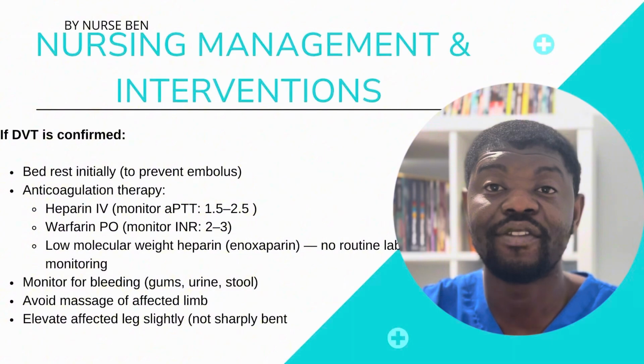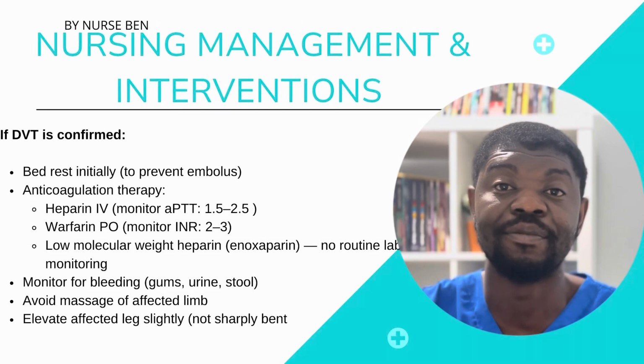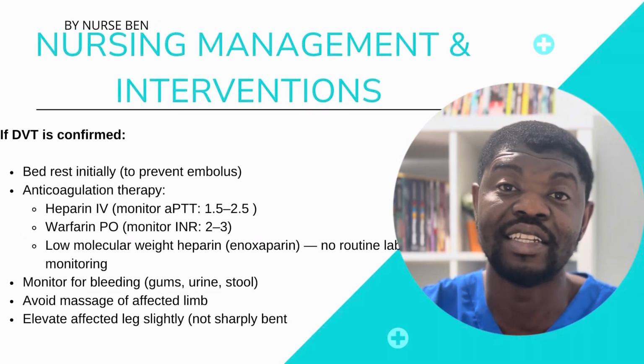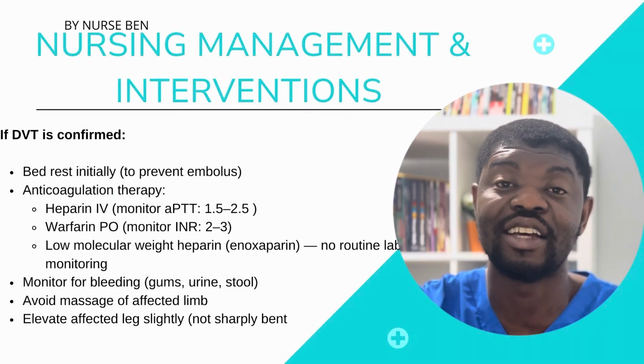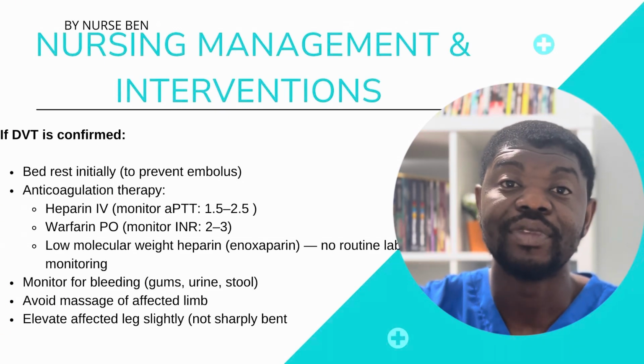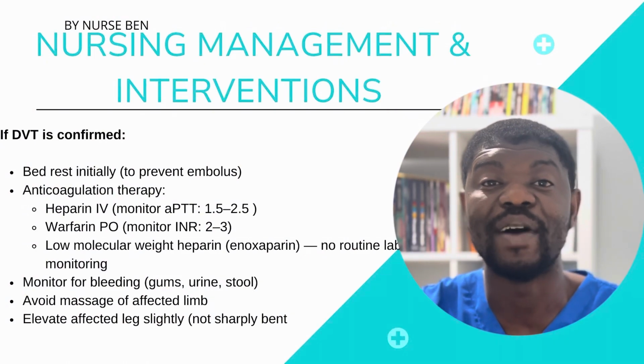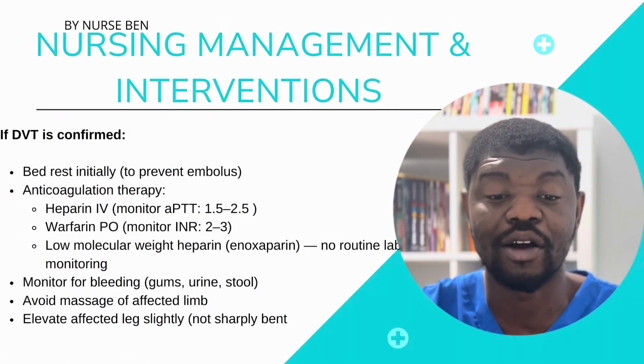You also want to monitor for signs of bleeding. So in the gums, your urine, your stool, you're looking for signs of easy bleeding. The reason for that is that your patient is on an anticoagulation therapy to try and dissolve the clot. And so you want to monitor these signs. It could be that they are now bleeding by virtue of you giving them an anticoagulant.